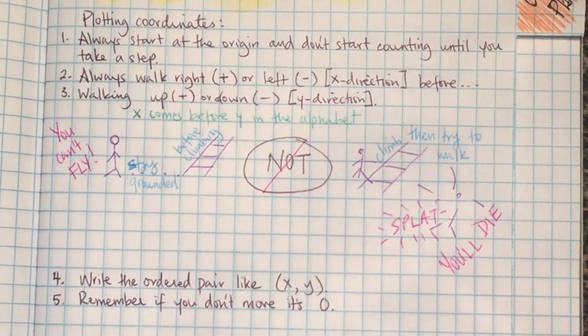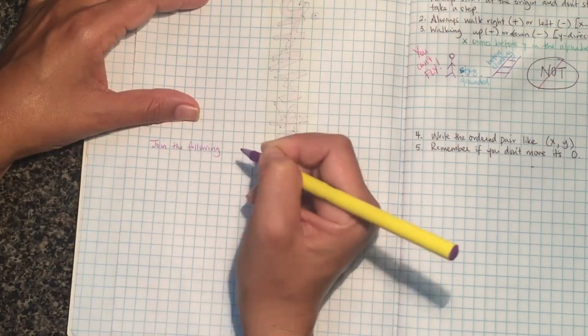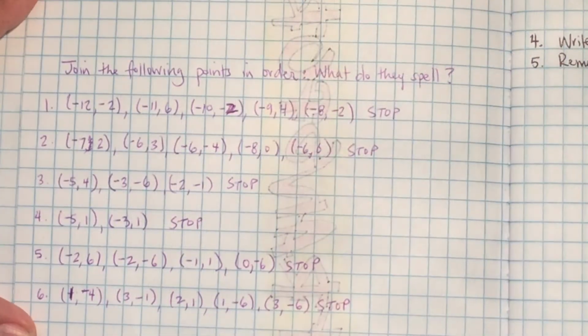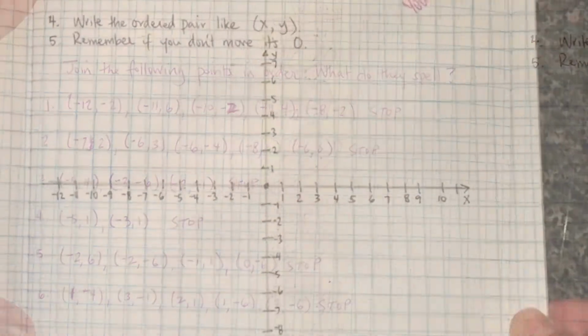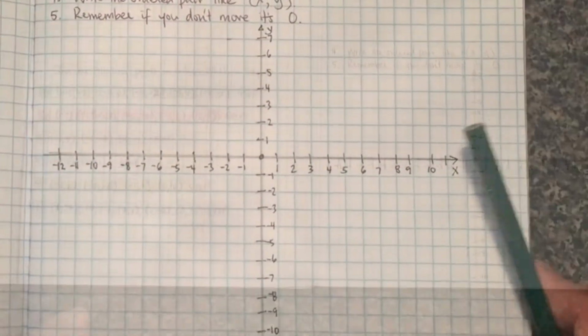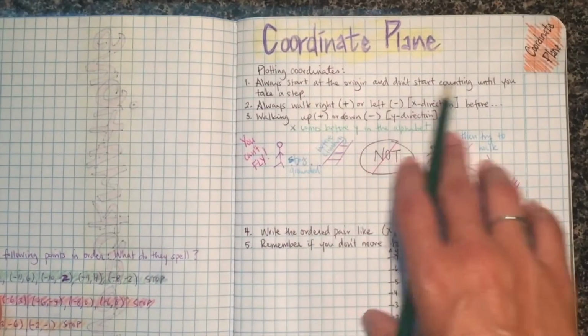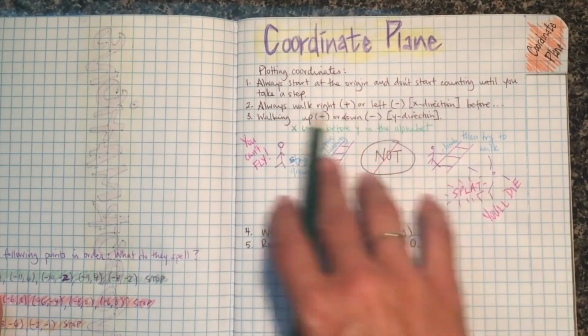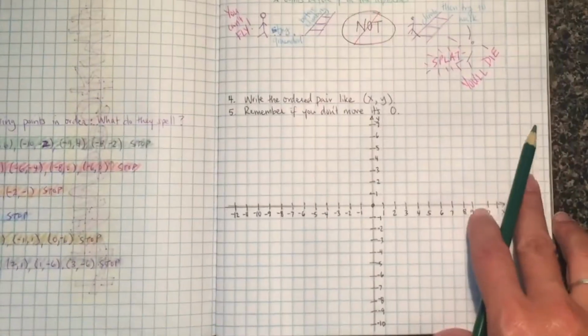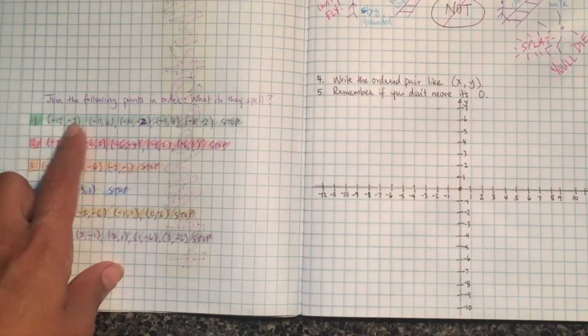This is a listening check: shade in that 0 at the end of step 5. And then on the left hand side, we're going to write this down. So pause the video and copy that down. And then draw a grid going from -12 to +10 and -10 to +7. And then we're going to plot these points. You always start at the origin. Don't start counting until you take a step. Always walk before you climb.